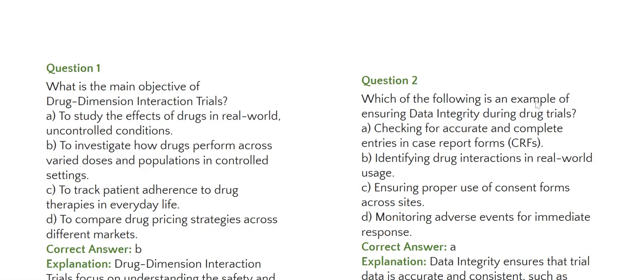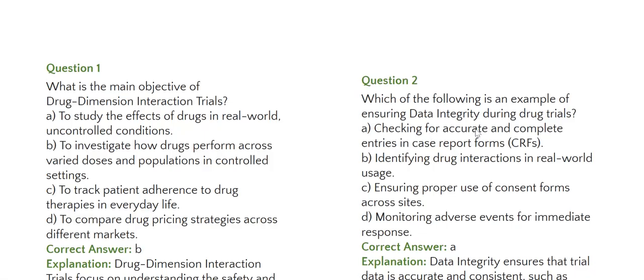Question 2: Which of the following is an example of ensuring data integrity during drug trials? Is it A, checking for accurate and complete entries in case report forms (CRFs)? B, identifying drug interactions in real-world dosage. C, ensuring proper use of consent forms across sites. Or D, monitoring adverse events (AEs) for immediate response. So A would be the most correct answer.